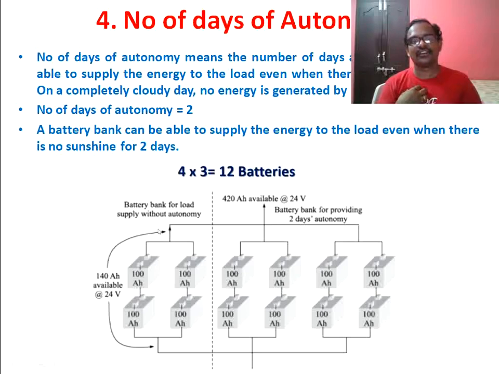That is, he wanted his PV system to work for 2 more days even though there is no sunshine, on a cloudy day, or in a summer, winter, or rainy season. So the battery bank can supply energy to the load even when there is no sunshine for 2 days. So 2 days. So generally, for how many days will we design this?